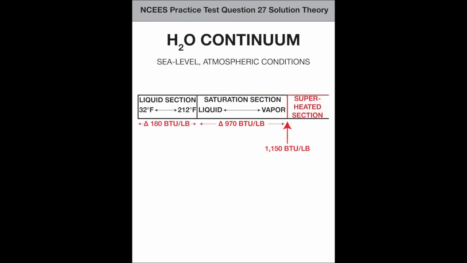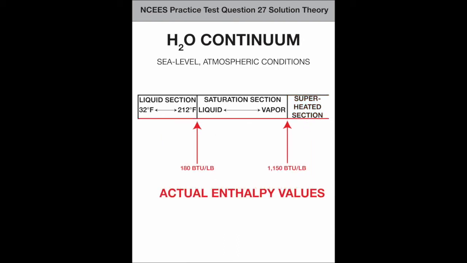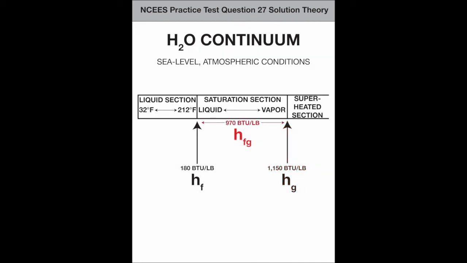Beyond roughly 1,150 BTU per pound, any enthalpy added to the pound of H2O will again begin to increase the temperature, like the liquid section. This is the superheated section. Of the 3 enthalpy values discussed, these 2 represent amounts on the actual enthalpy line, while this third one represents the difference between the 2. This is called enthalpy for saturated liquid, h sub f. This is called enthalpy of saturated vapor, h sub g. And this is called latent heat of vaporization, h sub fg.